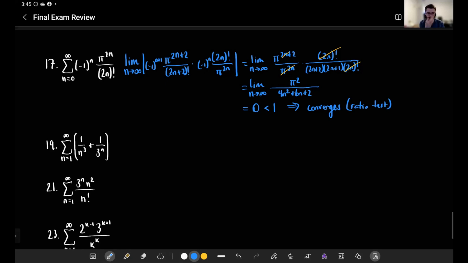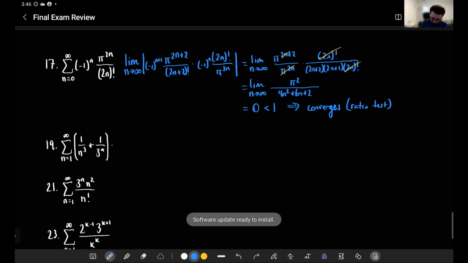Right, number 19. 19 is the sum of two really nice individual terms. It's not often you see two things summed together like this, but when you do, you probably want to ask the question, do they converge on their own? And in this case, the answer is yes. 1 over n cubed is a p-series with p greater than 1, so that converges. 1 over 3 to the n is 1/3 to the n, which is a geometric series with common ratio between -1 and 1, so that converges.